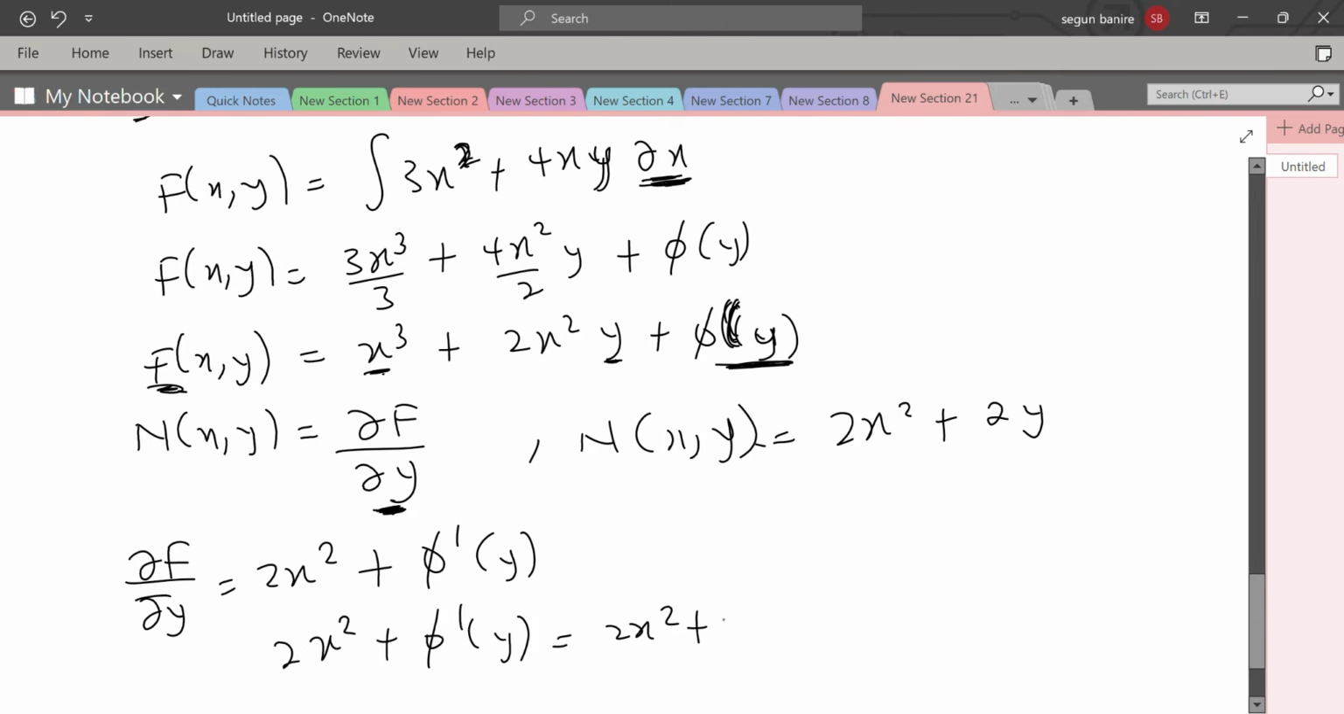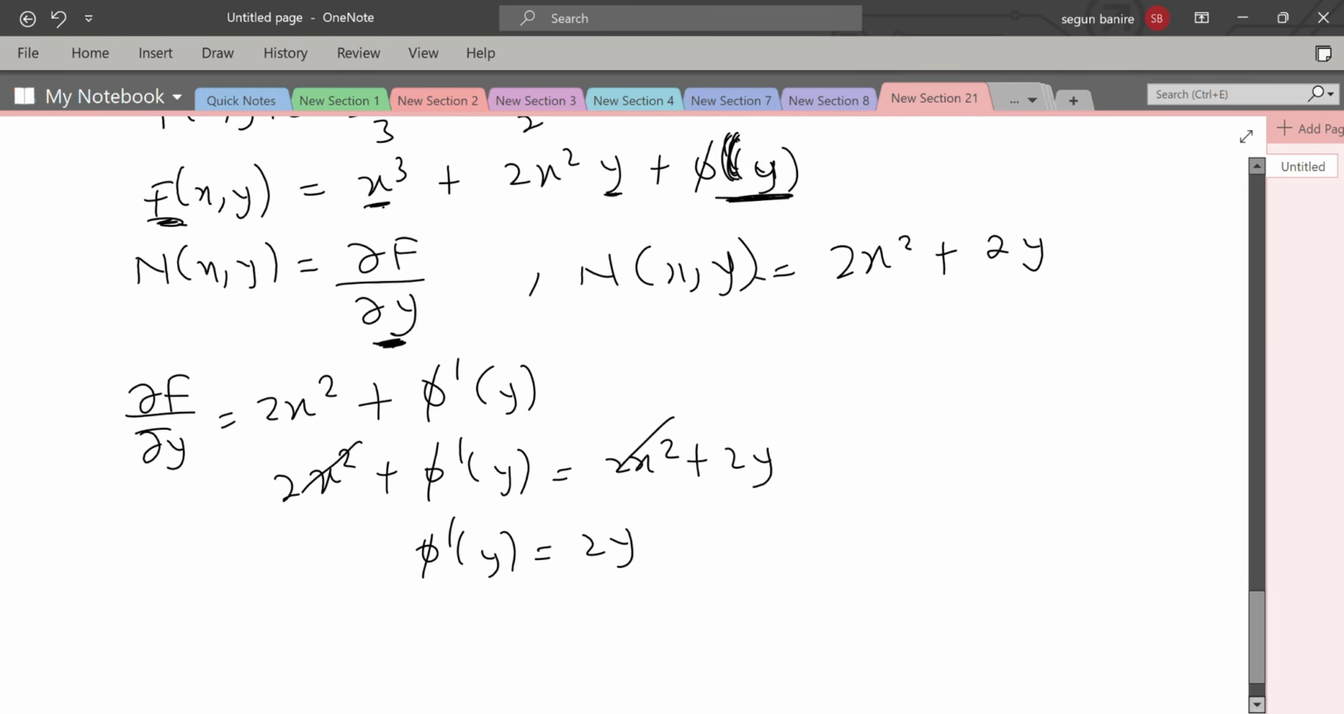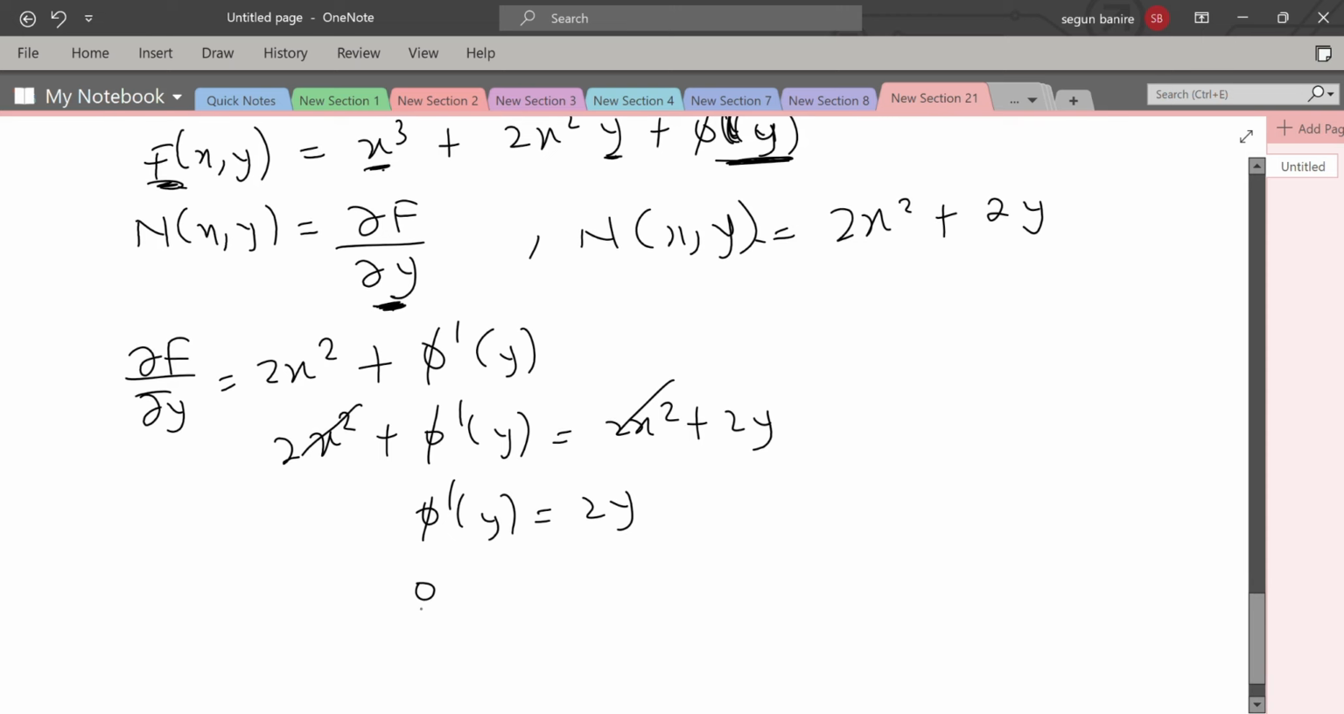2x squared plus 2y. This cancels this. So we have phi prime of y equals 2y. So what are we looking for? We are looking for y and phi of y. So what do we do? We integrate both sides with respect to y. If you do that, this becomes 2y squared over 2 plus c, which is now y squared plus c.